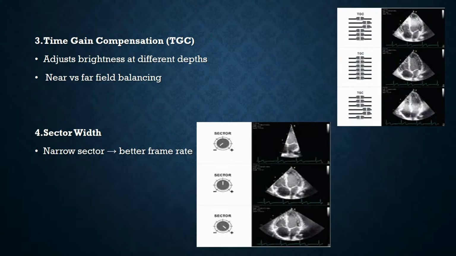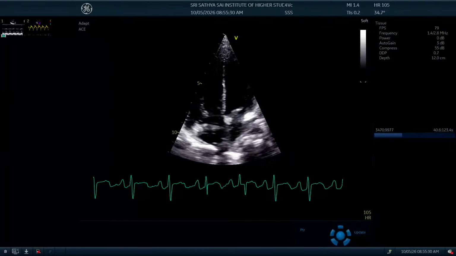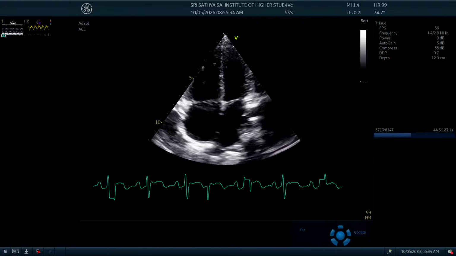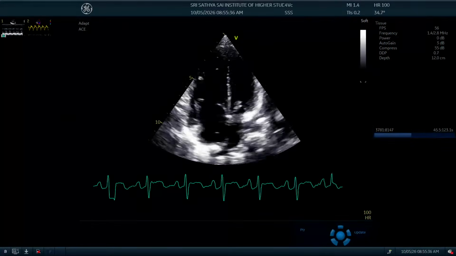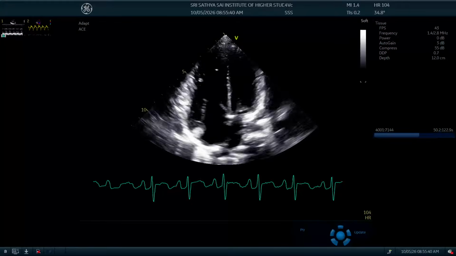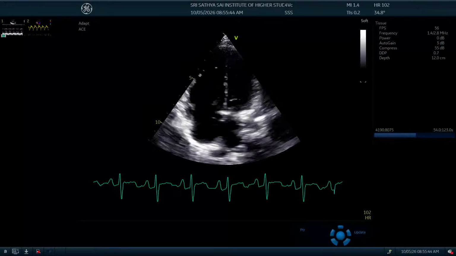Go ahead. Coming to the sector width: a narrow sector means fewer scan lines are needed for the frame, increasing the frame rate and providing better temporal resolution. A wide sector width provides a larger field of view but slows down the frame rate. So use the narrowest sector possible that still contains your region of interest.